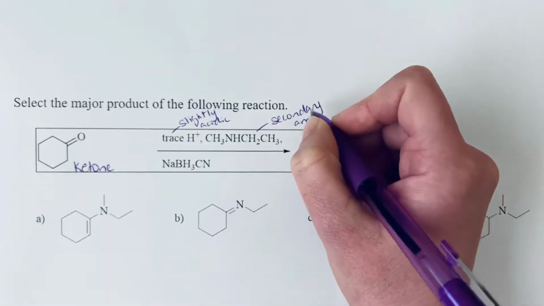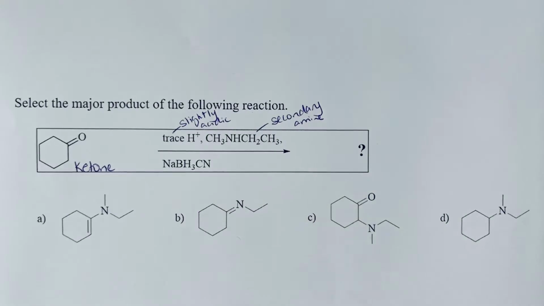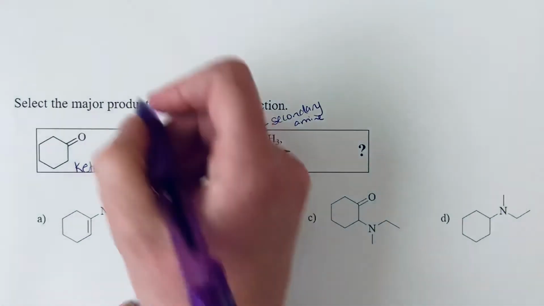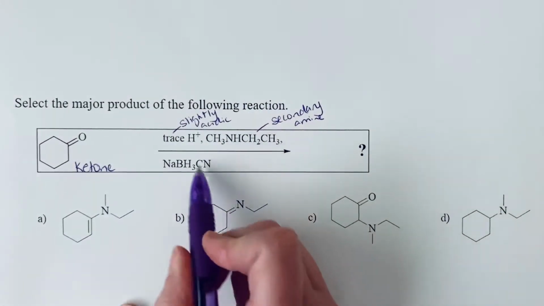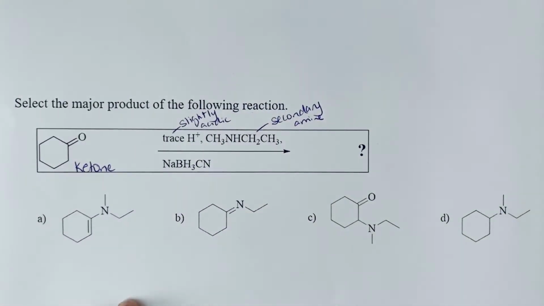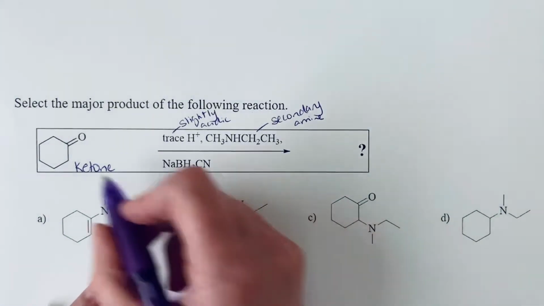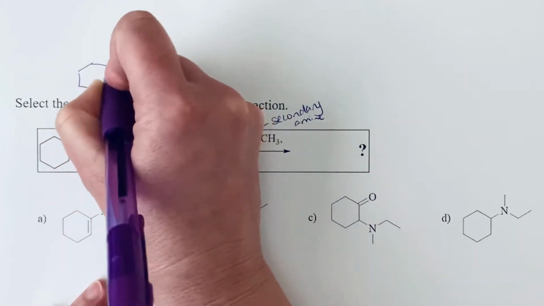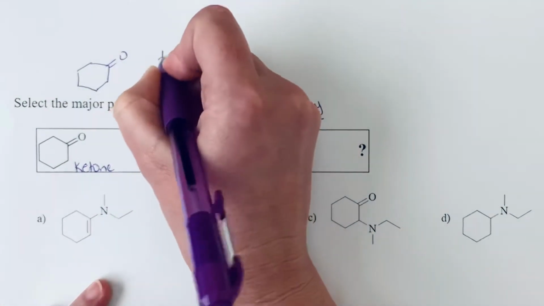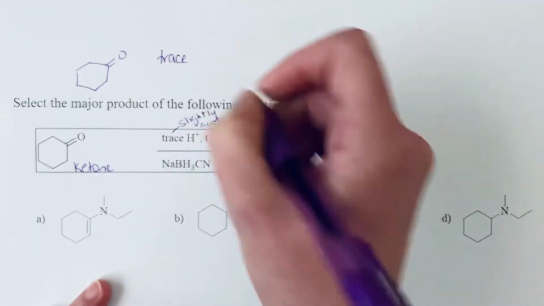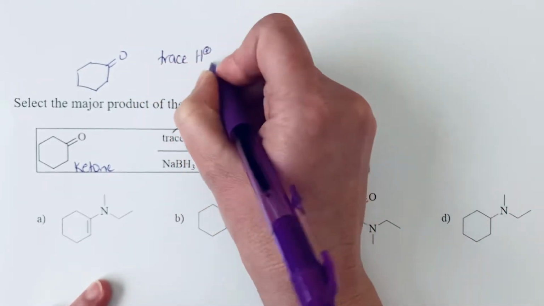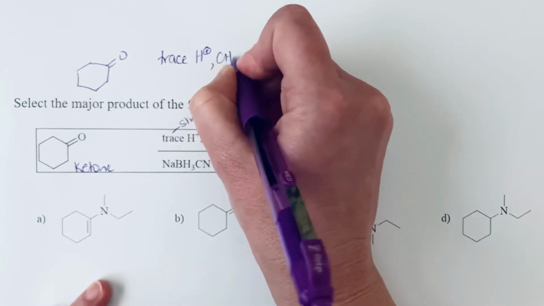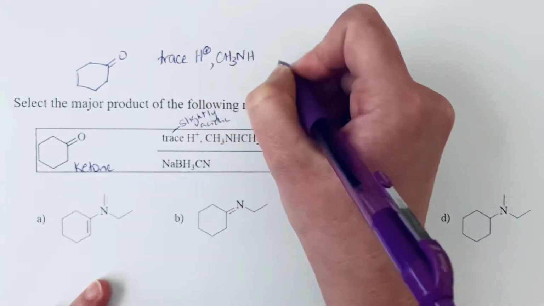And so what we might recognize here with these conditions is this looks like what we have talked about previously, making an enamine. So let's go ahead and look at that, and then we're going to come back to the fact that we also have another reagent in here that will change the reaction slightly. So we are going to look at if we took a ketone, and if we just had that trace acid and the secondary amine, we would form the enamine as a product.